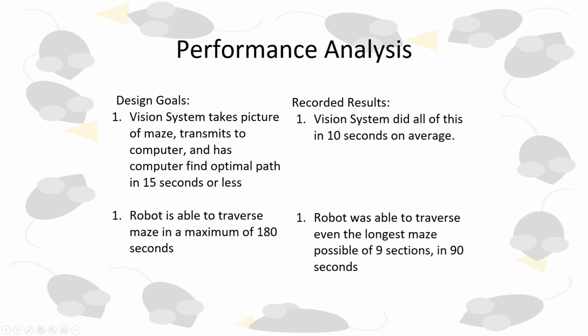Our initial goals when beginning this project were: 1. The vision and pathing algorithms complete in 15 seconds, and 2. The robot traverses the maze in a maximum of 180 seconds. After testing, it was found that the algorithms were able to be completed in an average of 10 seconds, and the average maze section, of which there are 9, took approximately 10 seconds apiece, meaning that the longest possible maze would only take 90 seconds to complete. This showed that both of our initial design goals were exceeded.